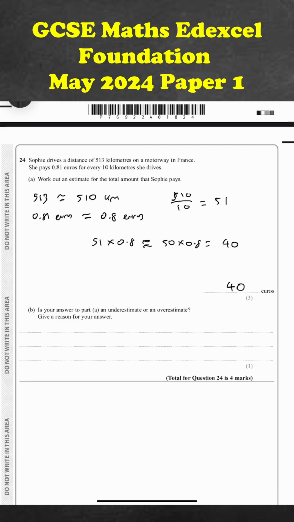Is your answer to part A an underestimate or an overestimate? It's an underestimate as all our numbers are rounded down. We rounded 0.81 down to 0.8, we rounded 513 down to 510, and we rounded 51 down to 50.